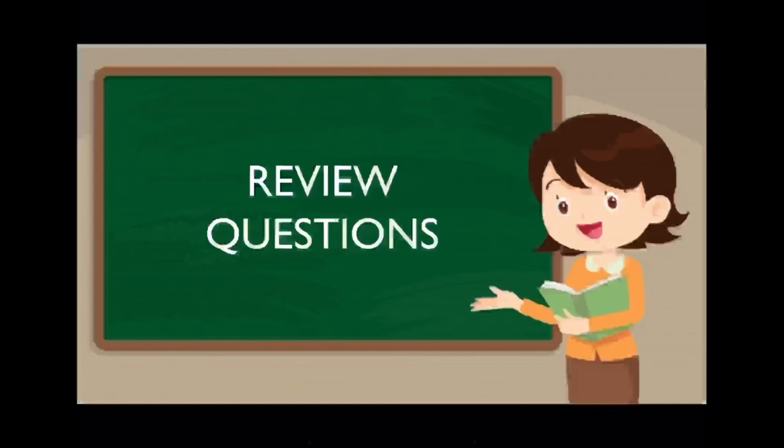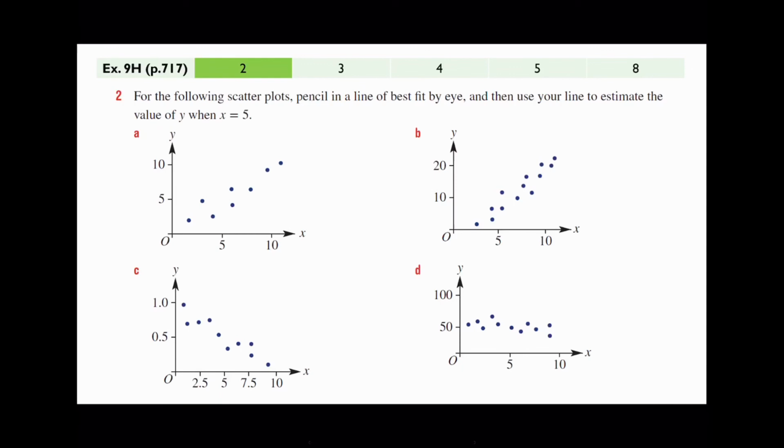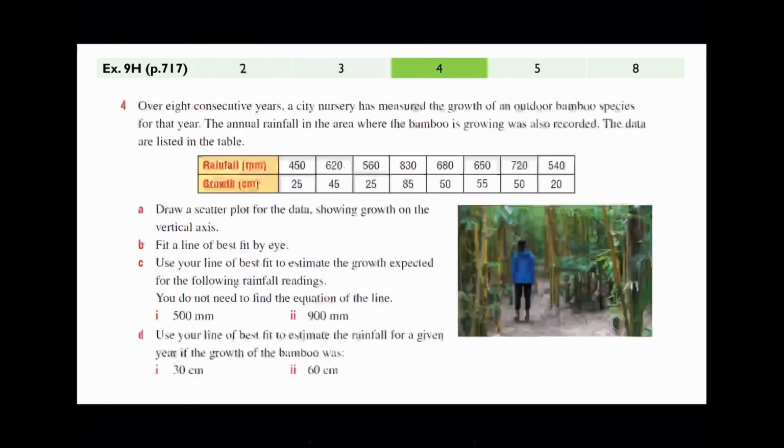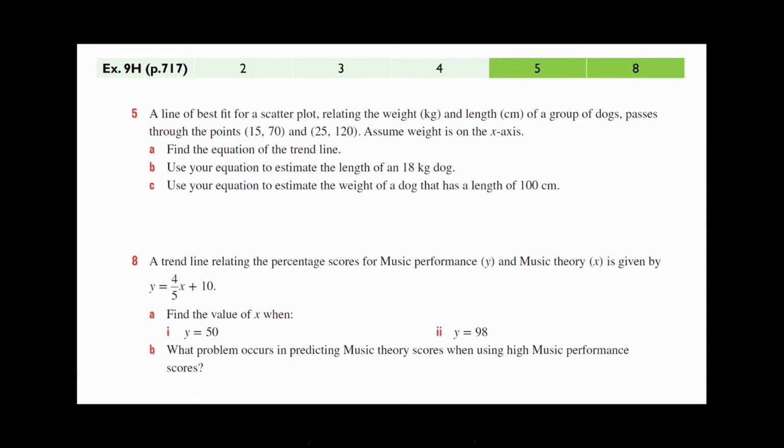What I want you to do now, guys, is answer 5 textbook questions from exercise 9H. I'm going to get you to answer question 2, question 3, and question 4, which is going to take you a bit more time since you need to plot these values and create your line of best fit and make estimations. Then question 5, which is a bit shorter than question 4, as well as question 8.